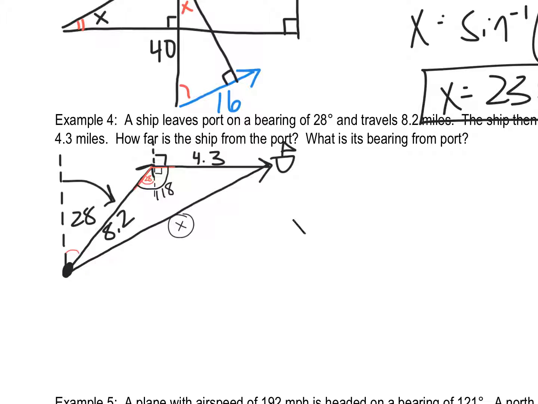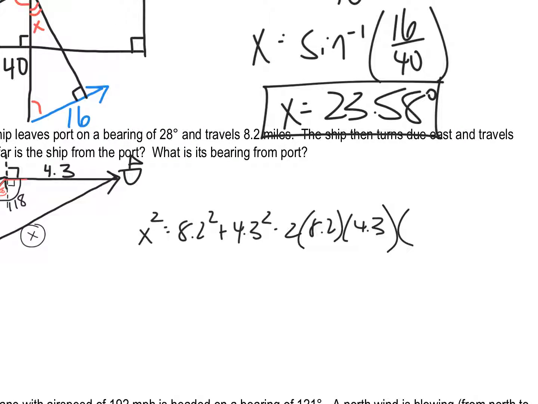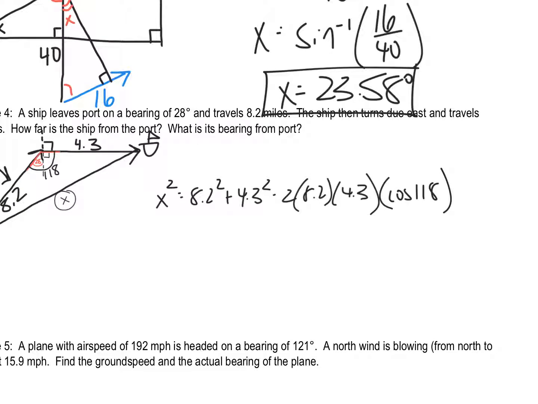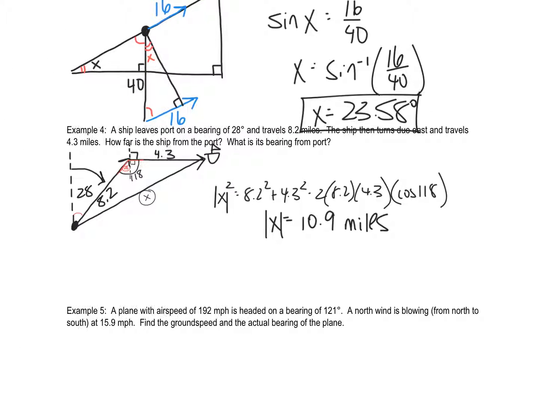So I have x squared equals 8.2 squared plus 4.3 squared minus 2(8.2)(4.3)cosine 118. Don't forget to square root the entire thing after you get this whole thing typed into your calculator. This is going to give us a value for x of 10.9. I'm going to put little absolute value bars because technically it is magnitude. 10.9 miles. Okay, so that's how far the ship is from the port. That takes care of question number 1.